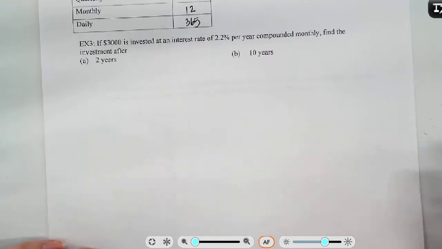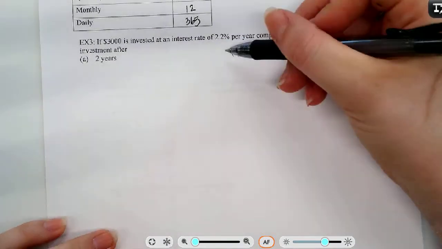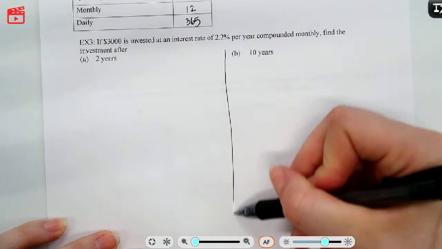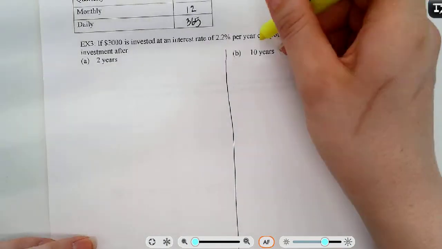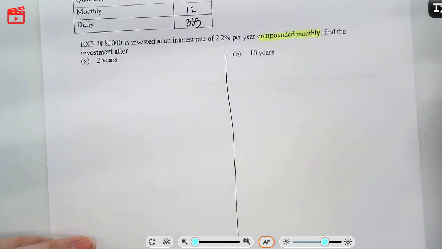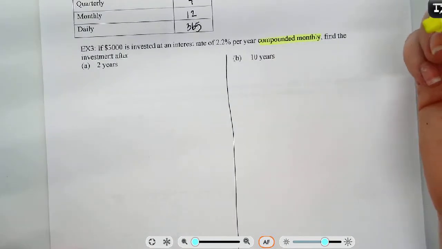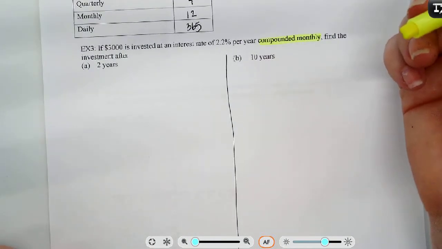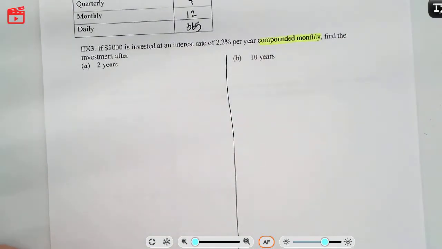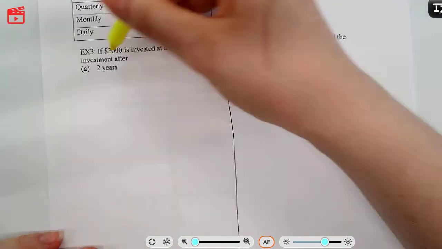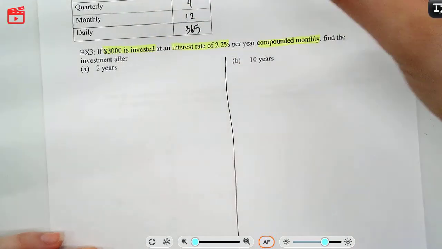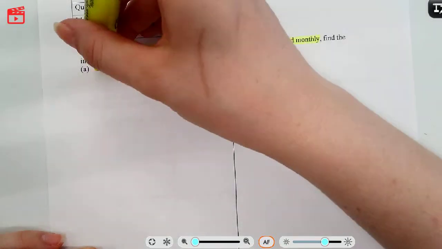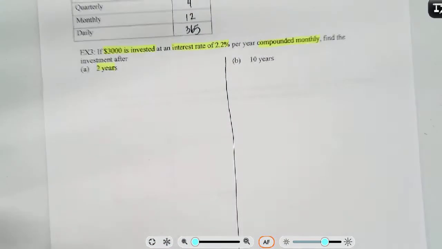All right, so here's our example. If $3,000 is invested at an interest rate of 2.2% per year, compounded monthly, find the investment after 2 years. So plugging in our values, we have $3,000 invested, an interest rate of 2.2%, we're compounding monthly, and we want to find the investment after 2 years.